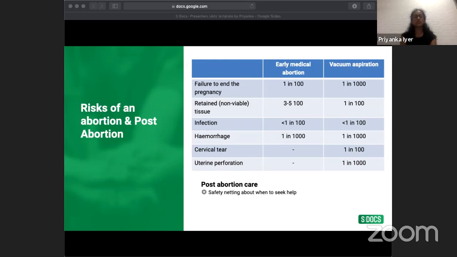Another aspect of post-abortion care is a discussion about future contraceptive methods. And this is important as fertility returns quite quickly after terminating the pregnancy.